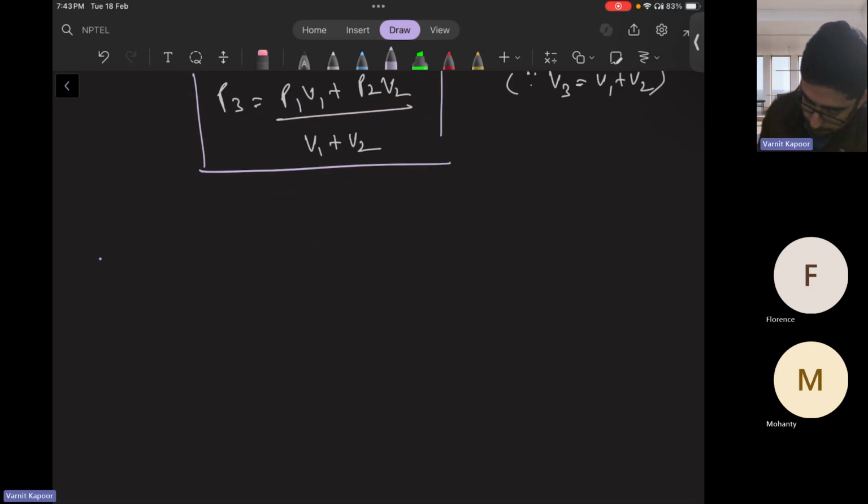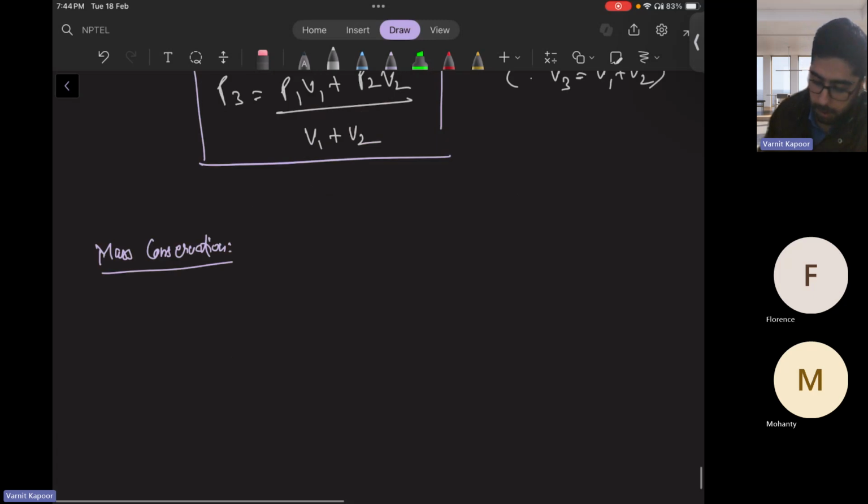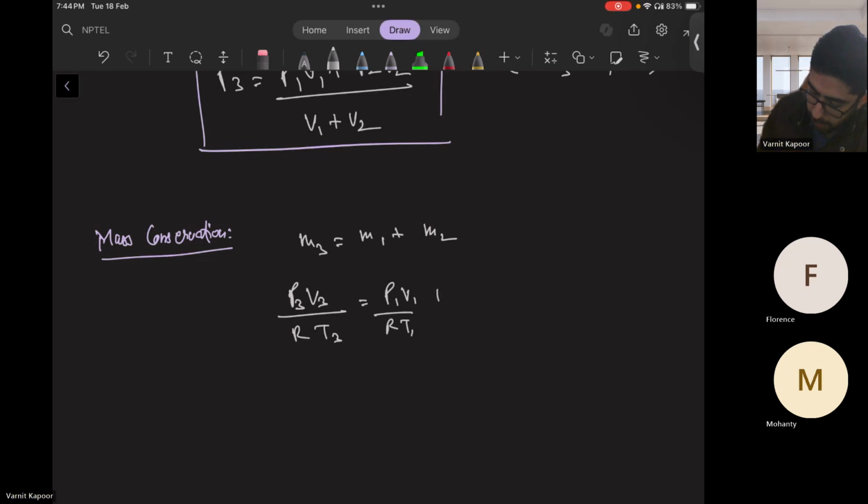From mass conservation, because in this pressure you have all the values. P1 is given, V1 is given, V2 is given. Your M3 is M1 plus M2. From the ideal gas law, PV is equal to MRT. So PV by RT is M. So P3 V3 by RT3 is equal to P1 V1 by RT1 plus P2 V2 by RT2. So R cancels out.